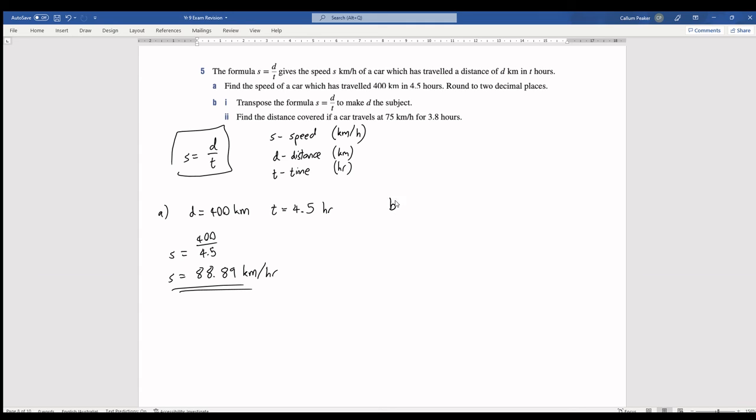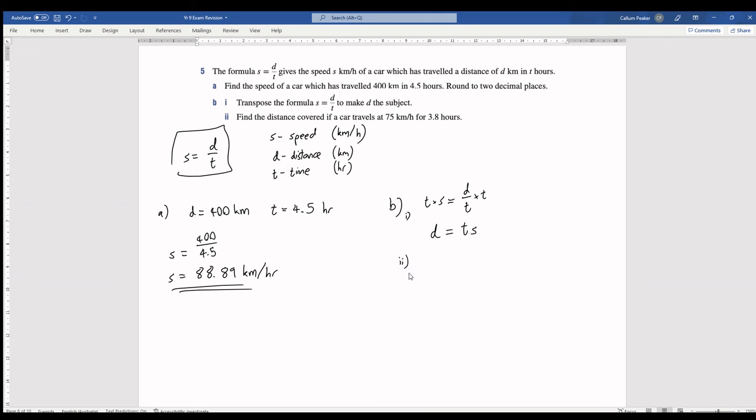Let's look at part B now. And I know in the past few videos I've had you solve these last problems yourself, but we'll actually do this together. So for part B, we need to transpose this formula, s is equal to d over t, to make d the subject. So we'll write that down. S is equal to d over t. We want to make this d the subject, and I can do that by getting rid of this t. Well, how do we do that? Well, I can see it's being divided by t, so we do the opposite. If we multiply both sides by t, that tells us that d is equal to ts.